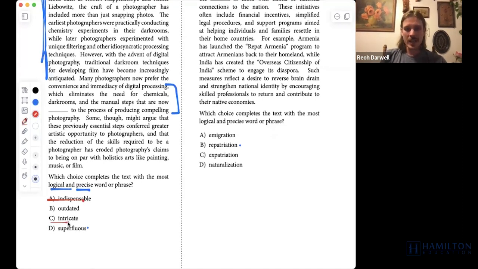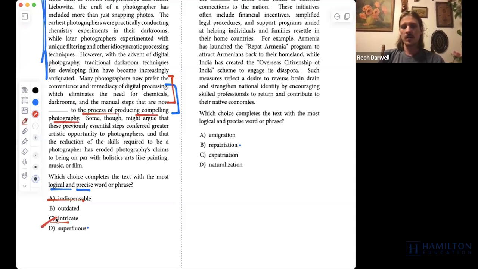Intricate is kind of a misleading thing here, right? These are intricate steps. But are these intricate steps intricate to the process of producing good photography? No, right? It wouldn't make sense really to say that something is intricate to something, nor are these intricate steps intricate to the process of producing new things. They are unessential, non-essential. Now, we have outdated versus the correct answer, superfluous, okay?